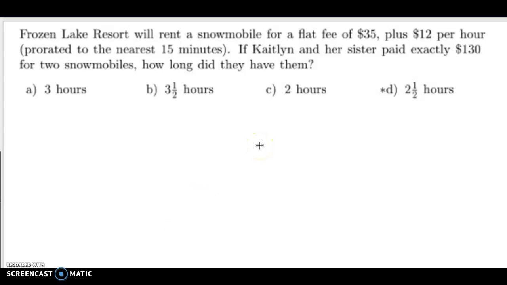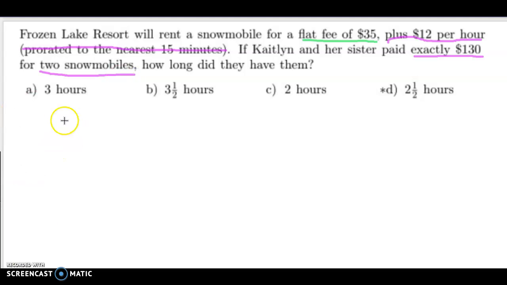It says Frozen Lake Resort will rent a snowmobile for a flat fee of $35 plus $12 per hour. So I'm going to underline those two pieces. Do not worry about this part, the prorated to the nearest 15 minutes. Do not worry about that part in this problem because I want to focus on writing and solving an equation. It says if Caitlin and her sister paid exactly $130 for 2 snowmobiles, how long did they have them?